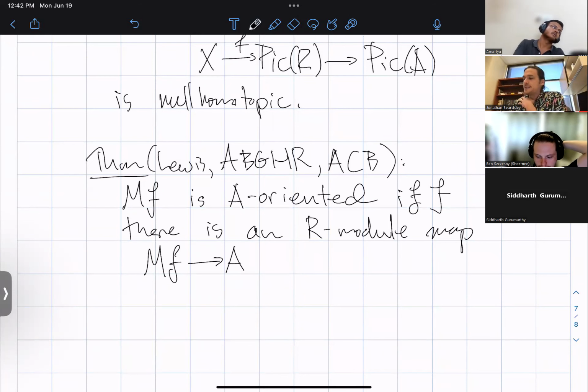And then you can also ask about what are sometimes called E_n orientations. So if Mf is an E_n R-algebra, then you can ask for that map to be a map of R-algebras, which is sort of a stronger notion of being oriented when you've got a ring spectrum.